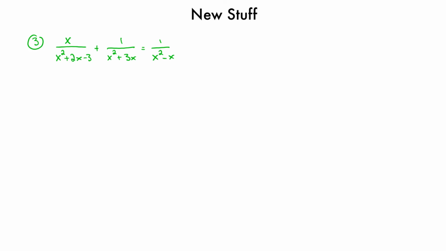For problem number 3, this one's a little different than the ones I just got done doing because, surprise, surprise, it's not factored in the denominator. First step, make sure the denominators are factored. Then you can list your extraneous solutions. So, this is going to turn into x over (x minus 1)(x plus 3) plus 1 over x(x plus 3) equals 1 over x(x minus 1).